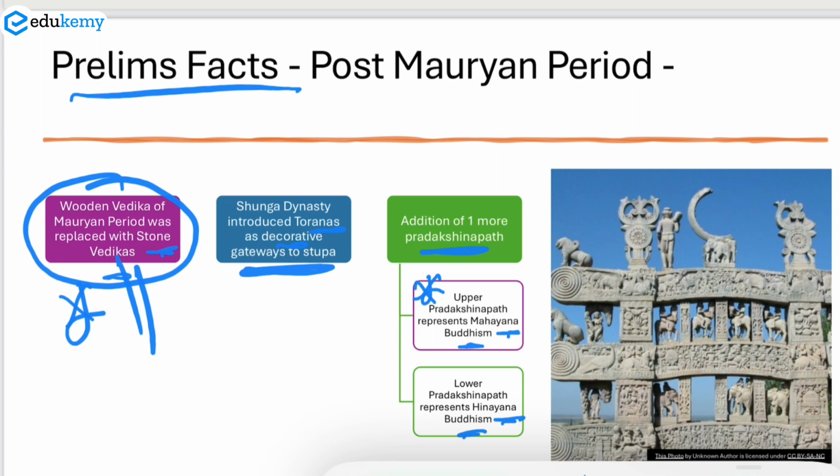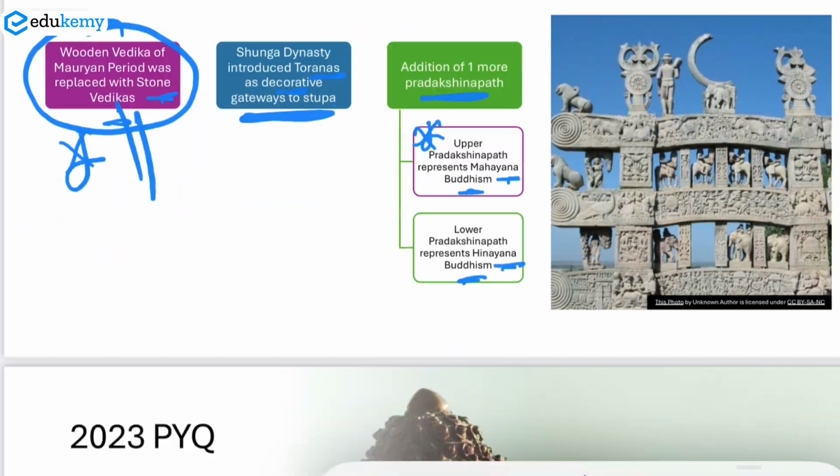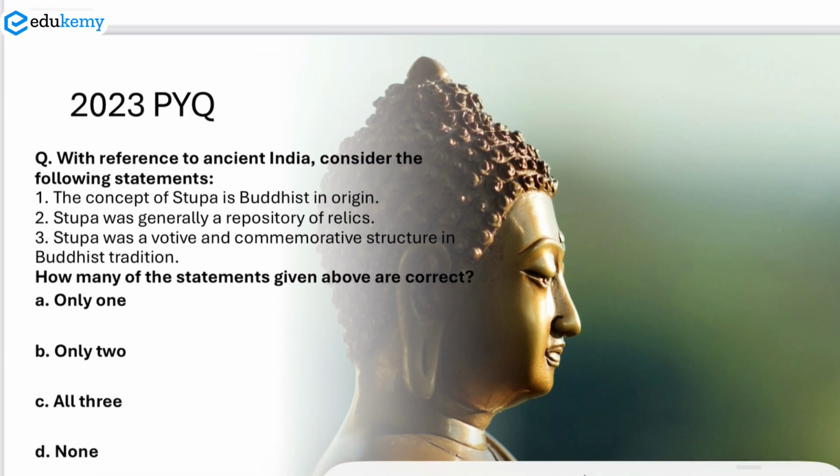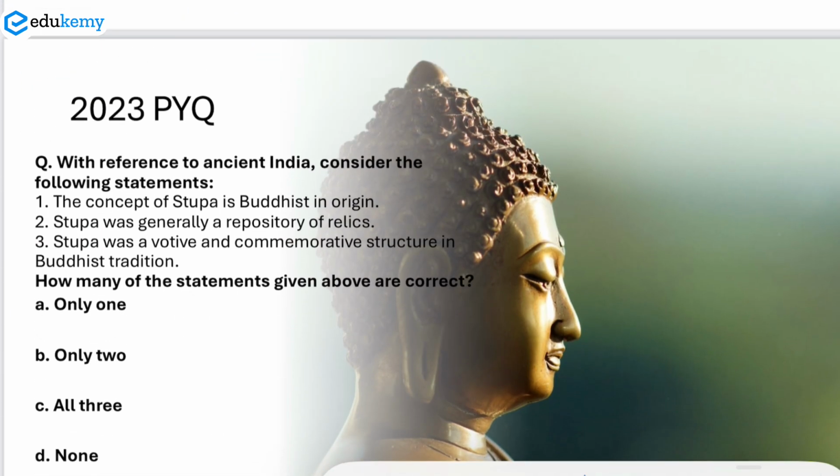मैं आपको बता दूं कि स्तूप is a very important topic in your UPSC prelims और इससे questions पूछे गए हैं. So let's see this question, which was asked in 2023. With reference to ancient India, consider the following statements. One, the concept of stoop is Buddhist in origin. Now अभी हमने देखा it was prevalent since Vedic time. So one cannot be true.